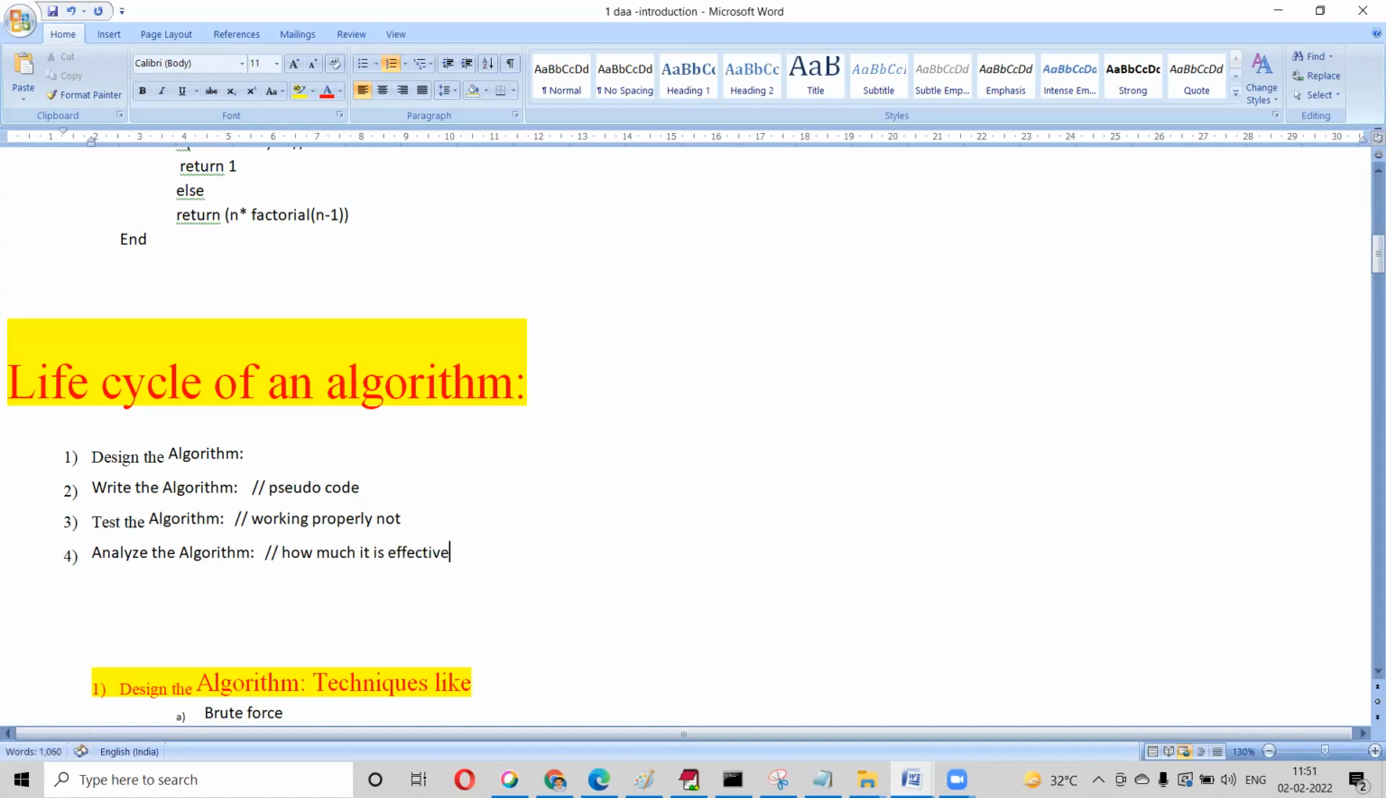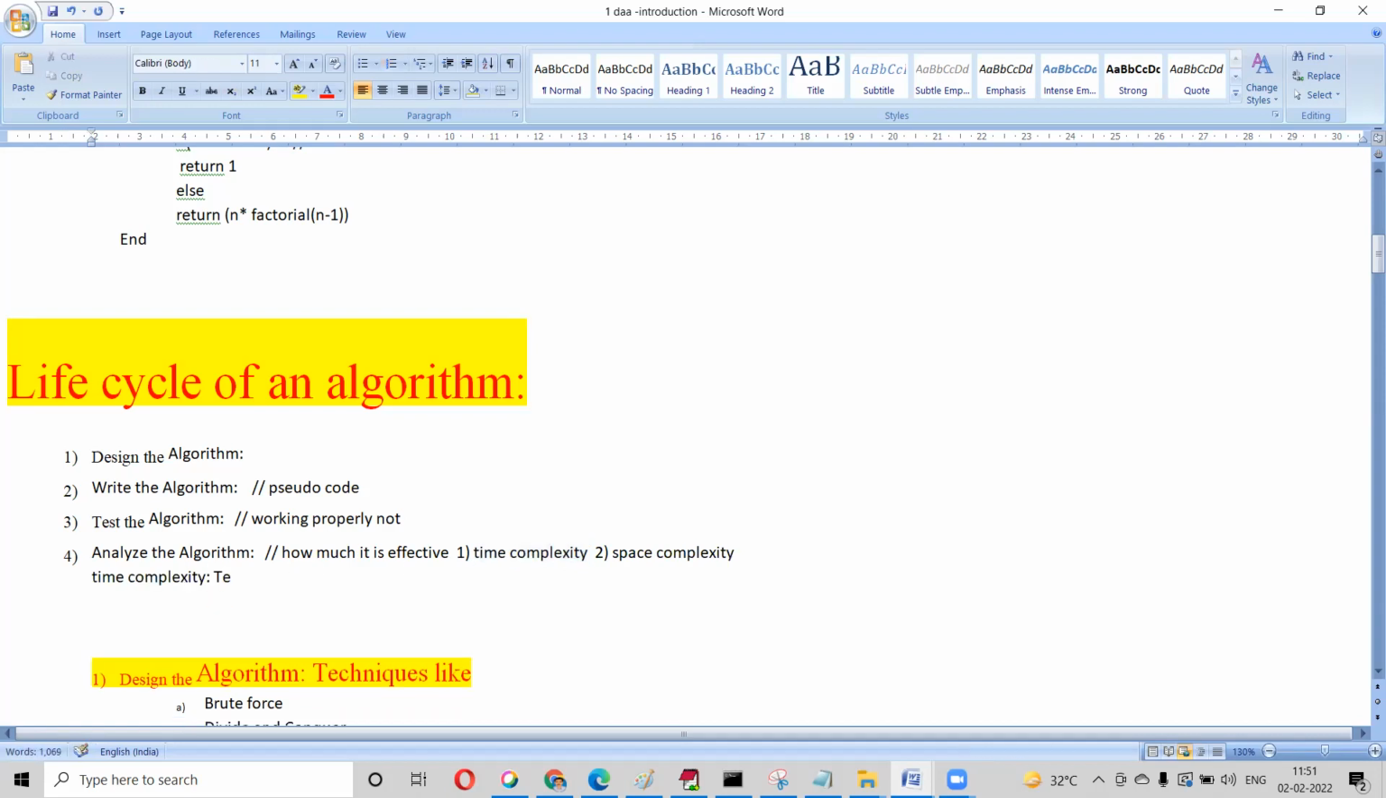Effective means the prime factors we need to take into account are time complexity as well as space complexity. So what is time complexity? The time required to execute your algorithm is said to be time complexity.